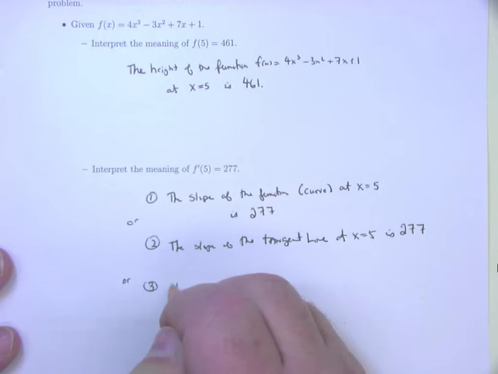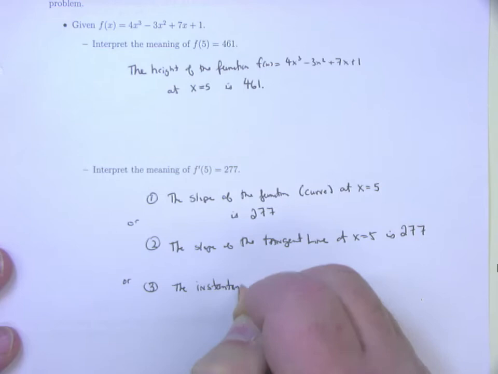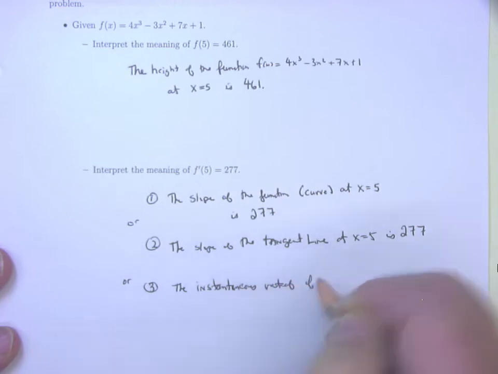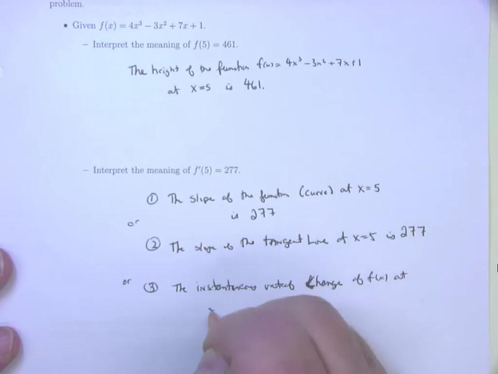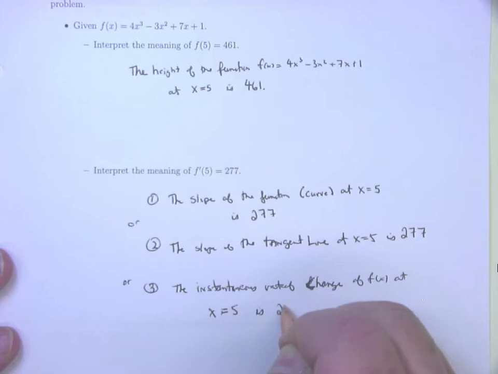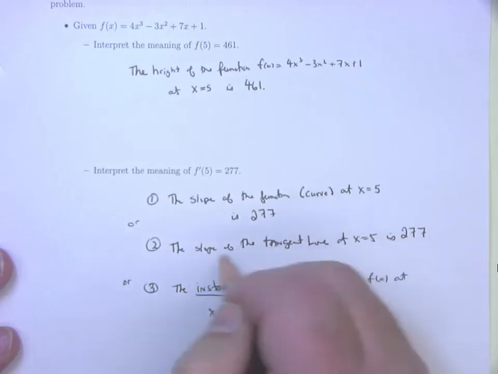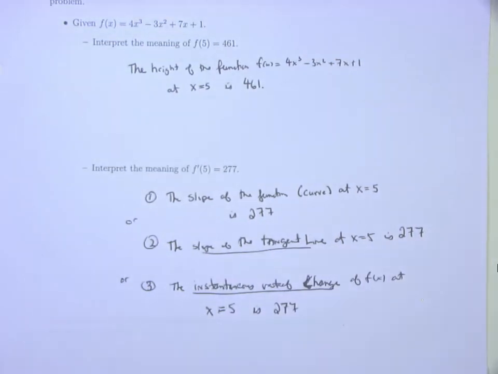And the last one, number 3, putting words into it, is the instantaneous rate of change of f of x at x equals 5 is 277. So the instantaneous rate of change, the slope of the tangent line, and the slope of a function all mean the same thing, and that is actually referring to the derivative.